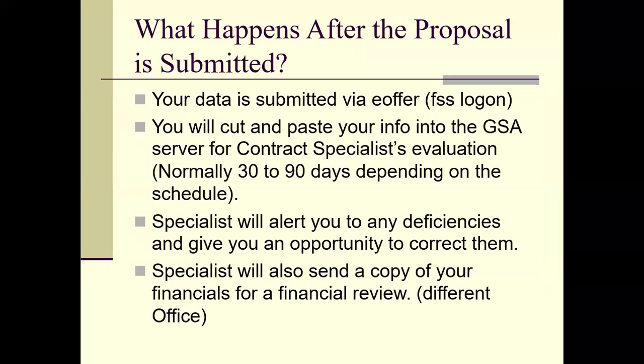Well, what happens after the proposal is submitted? Okay, so you submit your data, and you have to do that with an FSS logon. You have to cut and paste into the GSA server for the contract specialist evaluation. And that normally takes 30 to 90 days, depending on the schedule that you're looking for and how busy GSA is. The summertime is especially busy. And when you get into the fall, it's especially busy because they're trying to do all the closeouts of all the federal spending. And so that's where this thing can linger on.